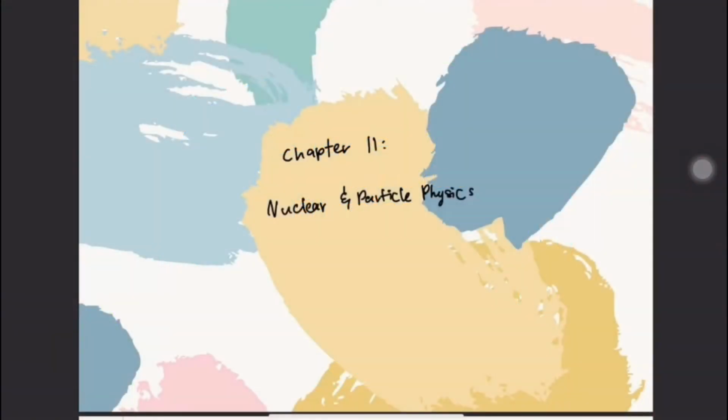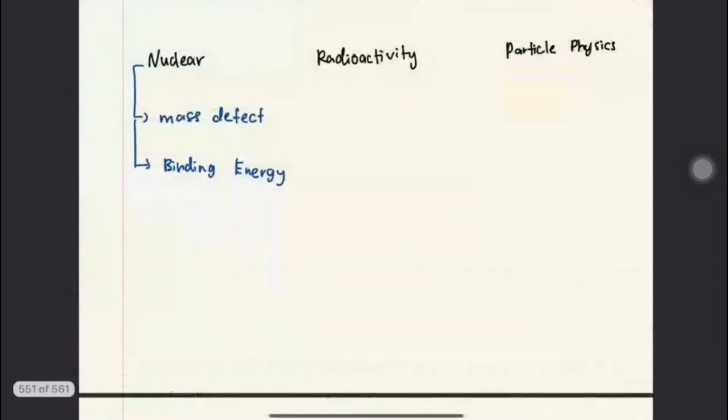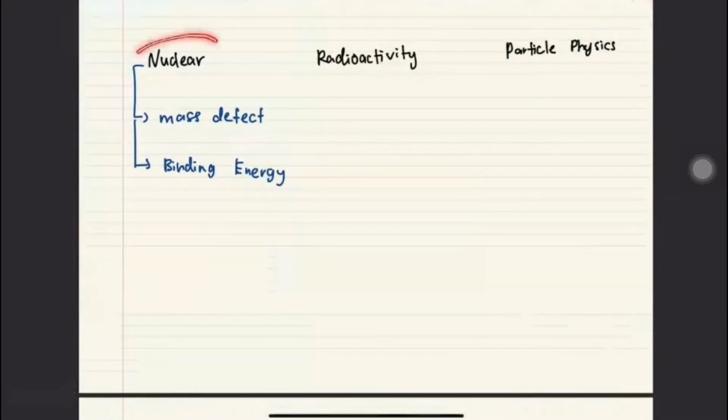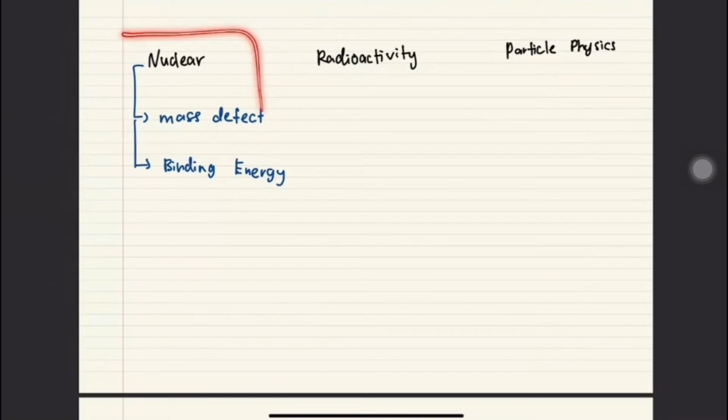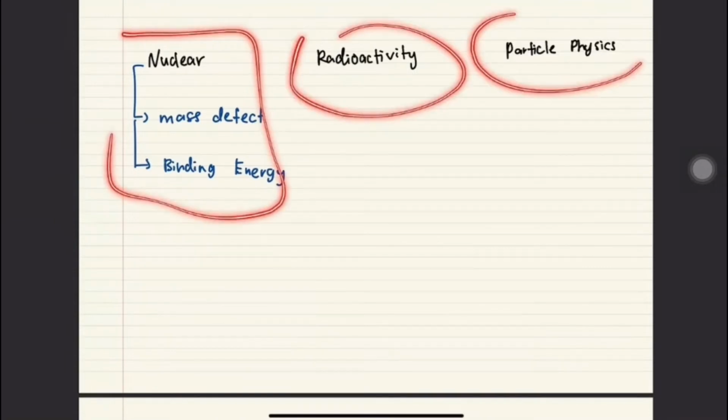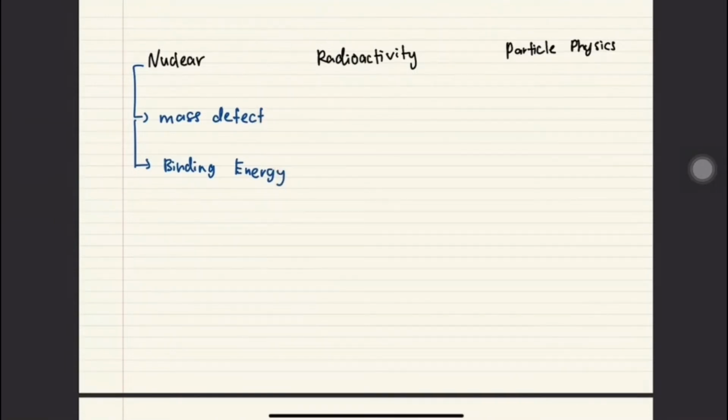Chapter 11 is about nuclear and particle physics. This is the last chapter for this semester. In this chapter, you can divide it into 3 parts, and you can treat them separately. Kamu boleh anggap dia benda berbeza. So basically, it consists of 3 different topics. Today we focus on the first one, which is about the nuclear.